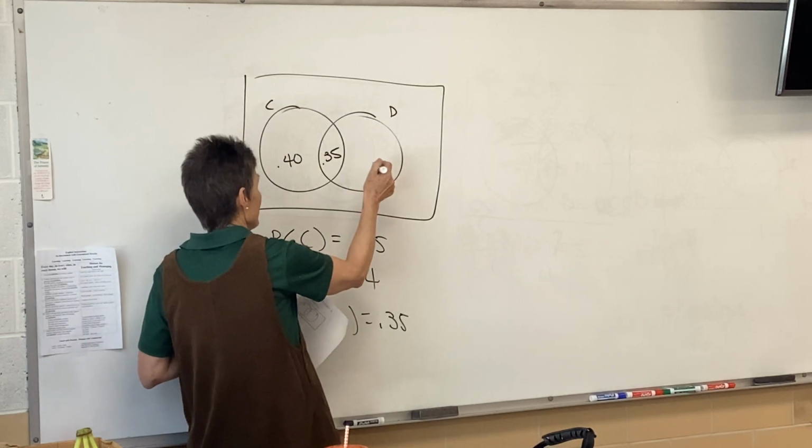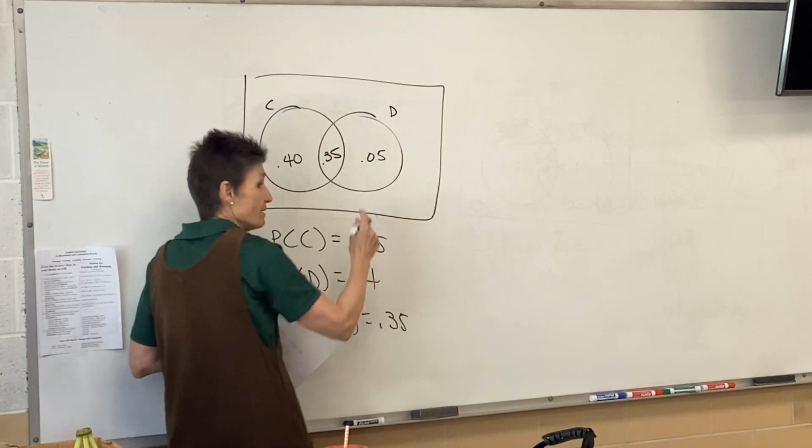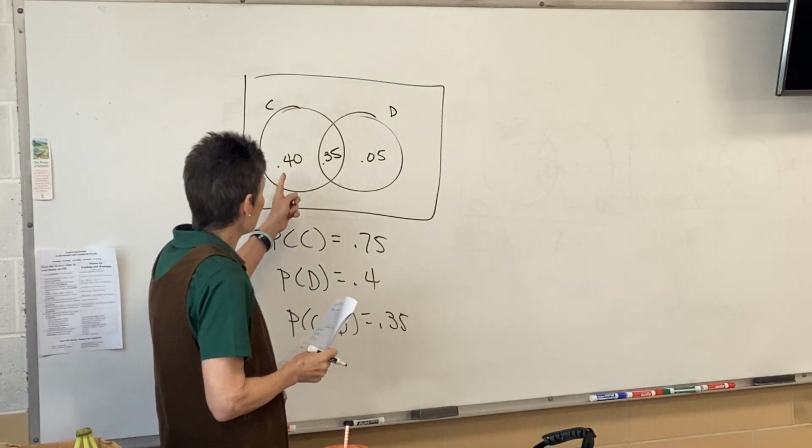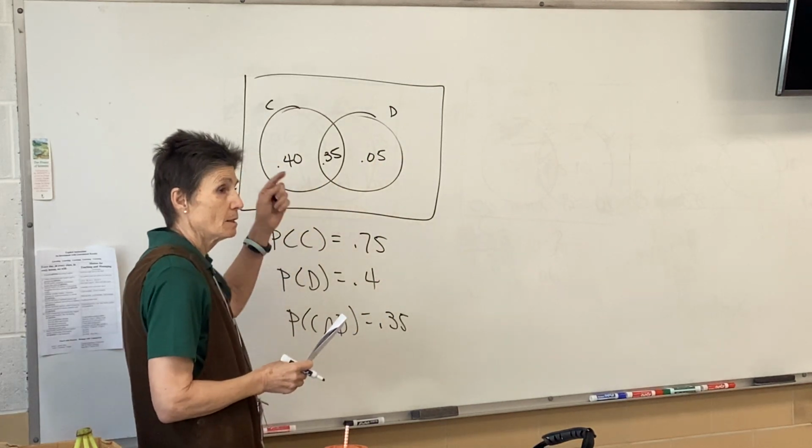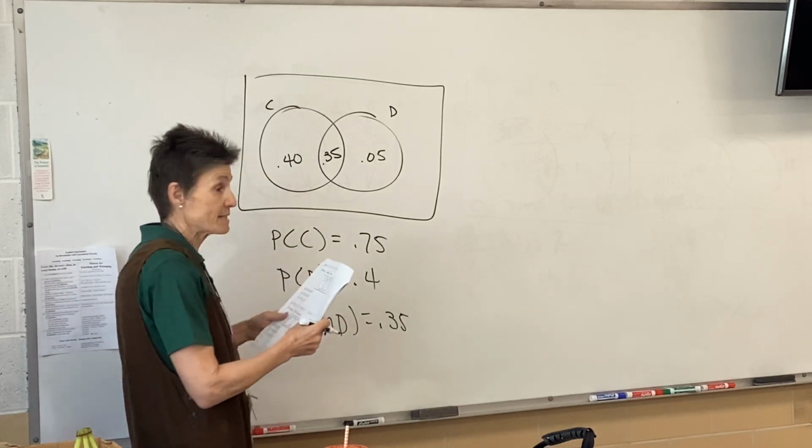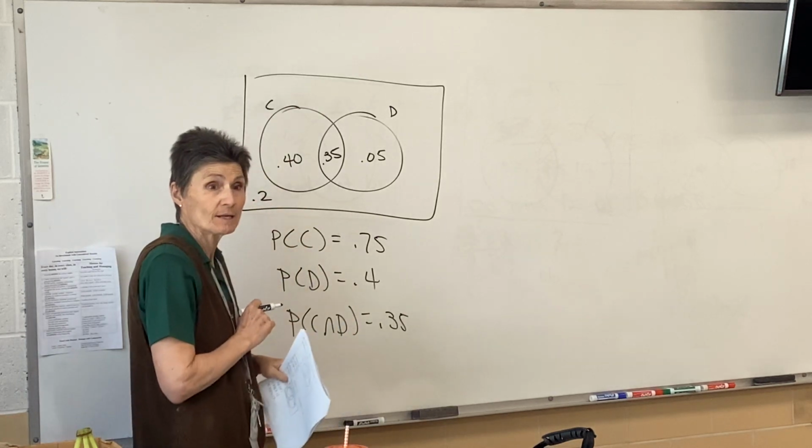And what's this one gonna be? 0.05. Now, what do these add up to? 0.8, which means the other 20% is out here.